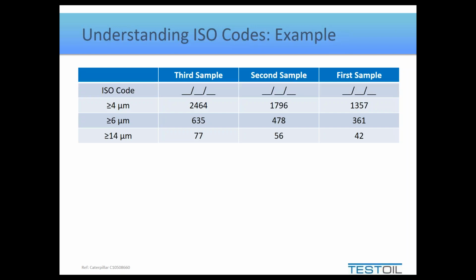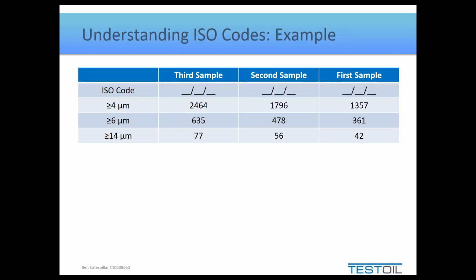1,357 particles is between 1,300 and 2,500 particles, which is an ISO code of 18. 361 particles is between 320 and 640, which is the ISO code range for 16. And 42 is between 40 and 80, which is the ISO code range of 13. So that very first sample would code out as 18, 16, 13.